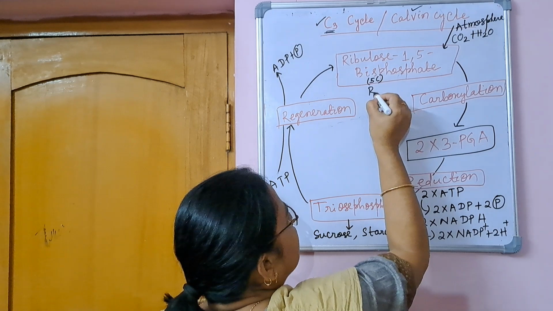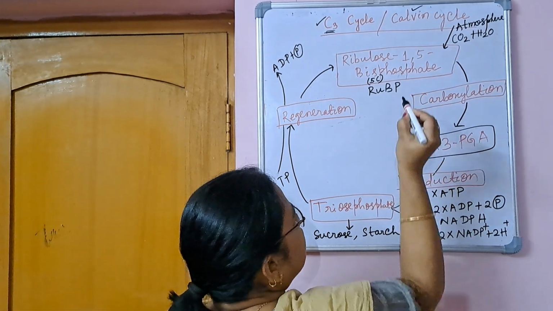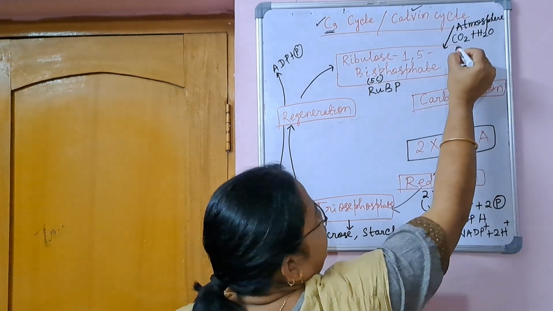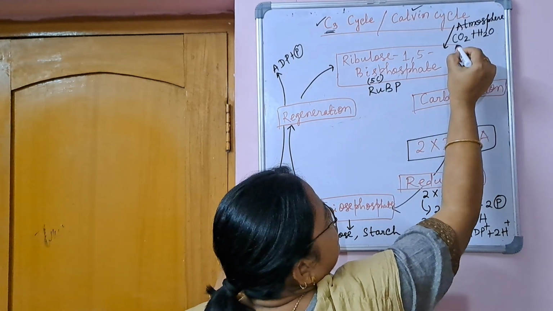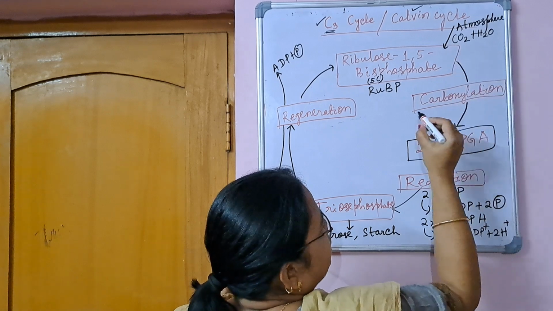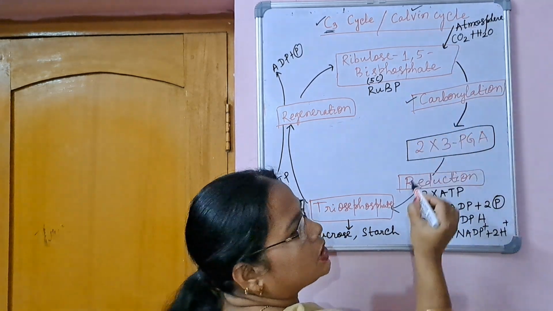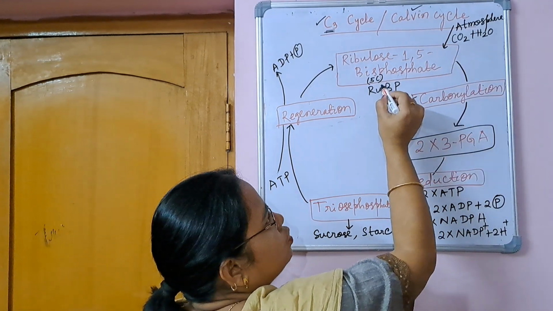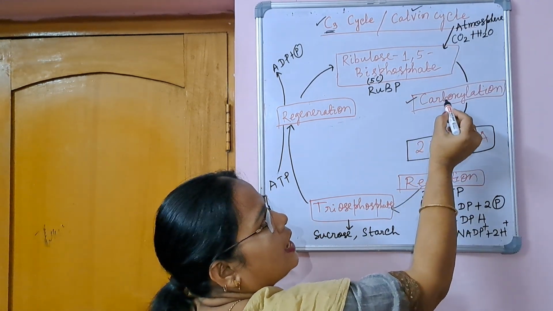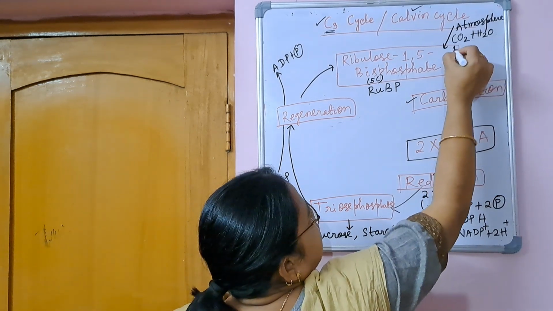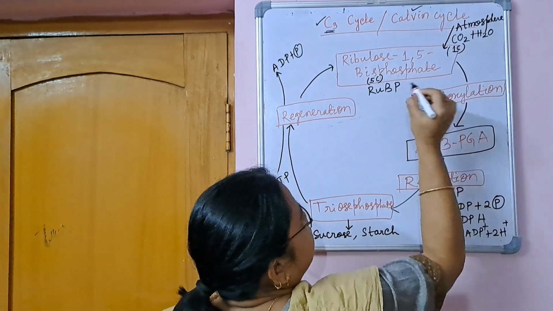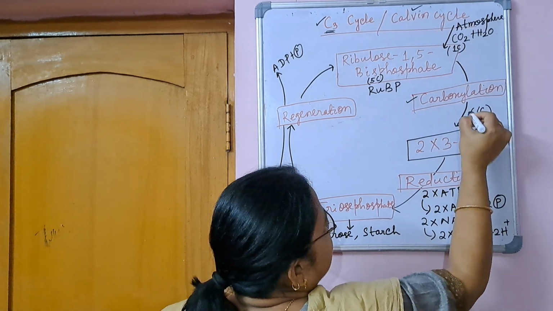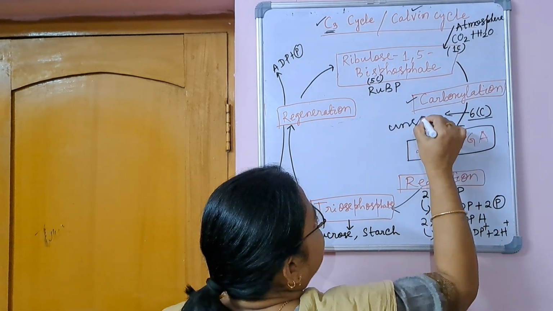You can write here also RuBP, that is also acceptable. Now when this 5-carbon compound accepts one carbon dioxide, this process is called carboxylation. This addition of carbon dioxide to RuBP is called carboxylation, and here 1C is there and here 5C. Now together that forms a 6C compound, but this 6C compound is unstable in nature.